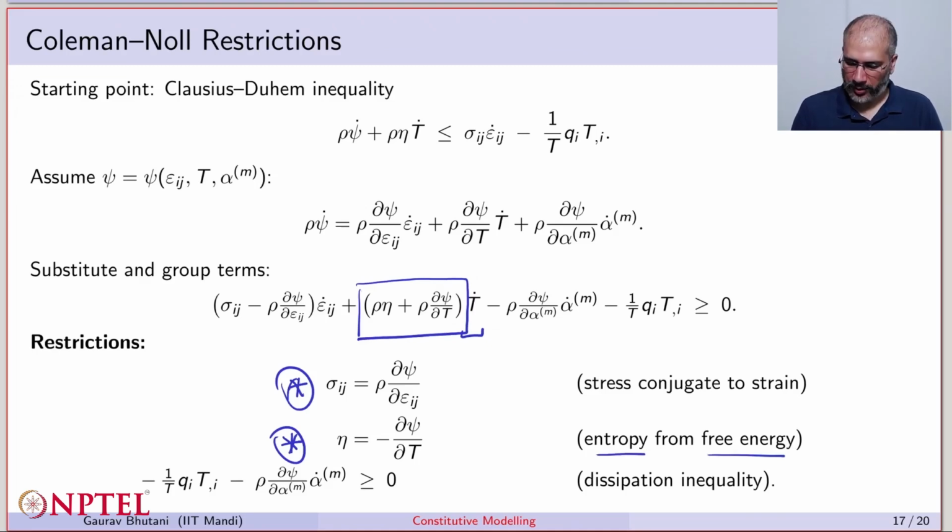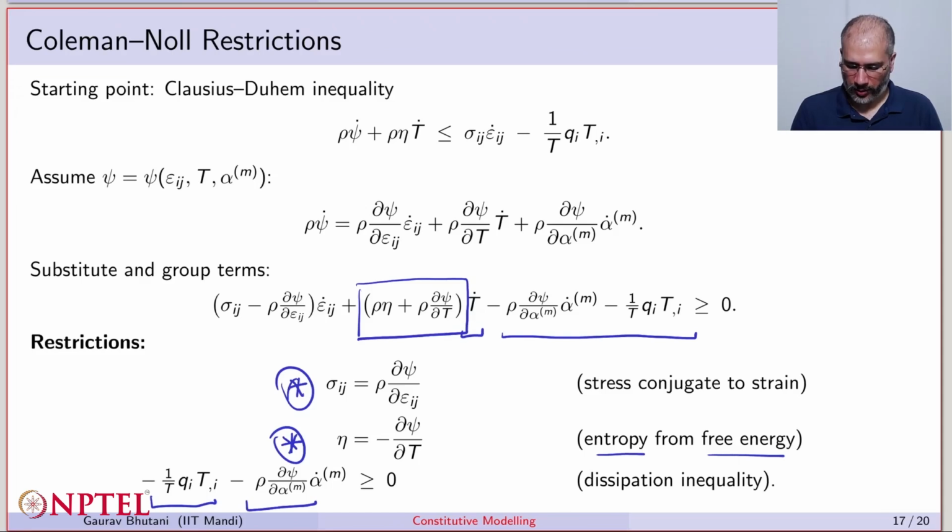And then the last term here has to be greater than or equal to 0. This last term is basically a sum of thermal and mechanical dissipation. So the overall dissipation has to be greater than or equal to 0. Dissipation has to be positive.